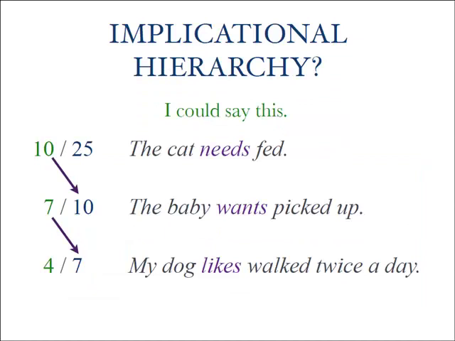And this is what I found from these Pittsburgh speakers. And these really matched all of the previous findings. So for something like the cat needs fed, 10 of them, of the 25, said, I could say this. Of those 10, 7 of them could say the baby wants picked up. And of those 7, 4 of them could say, my dog likes walked twice a day. And so again, we get this hierarchy of usage.